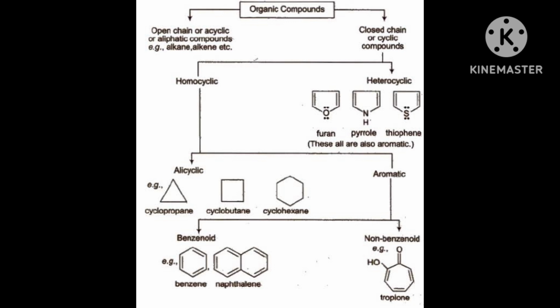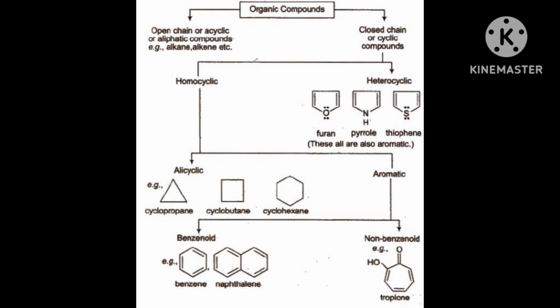Cyclopropane. Propane means 3 carbons you are talking about. These 3 carbons are all joined to each other, just like a triangle. Last class also I told you. Just 3 points: 2 points at the base, 1 point up. It will form a triangle. So 3 carbons are there and all 3 carbons are joined to each other. This is called homocyclic.